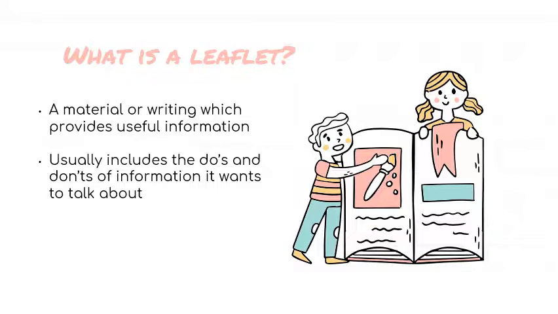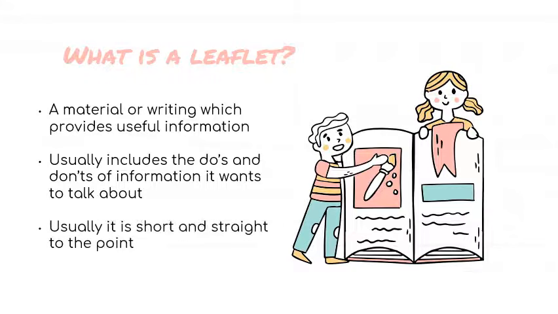It usually includes the do's and don'ts of information that you want to talk about, usually the topic. And then it is usually short and straight to the point. So a leaflet does not need paragraphs of information. You just need to have some points which are short but clear and straight to the point.